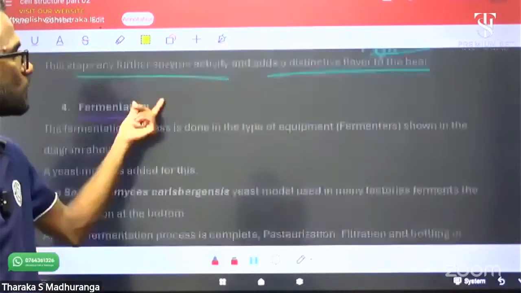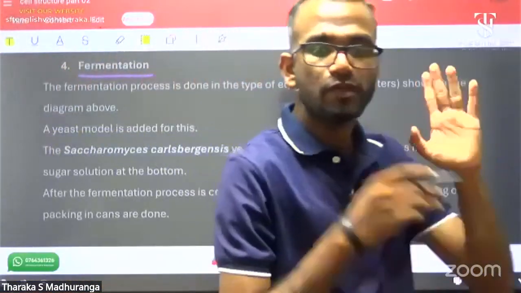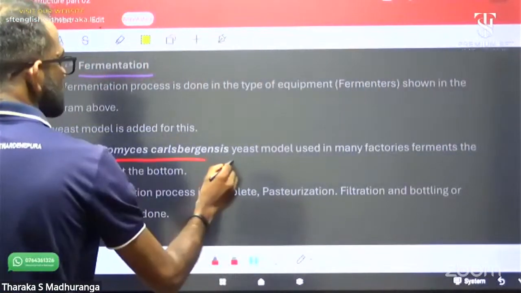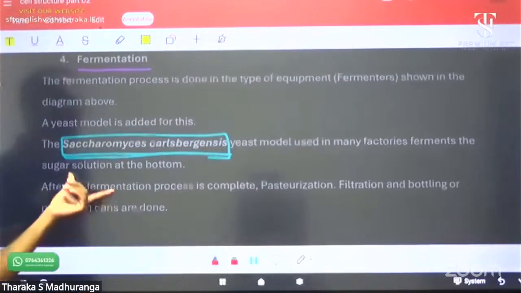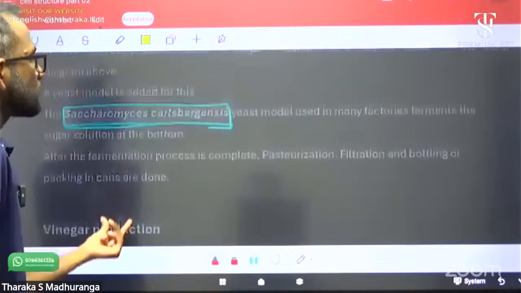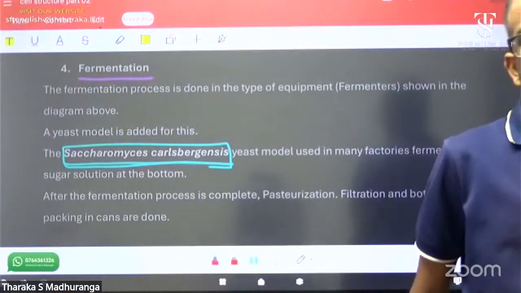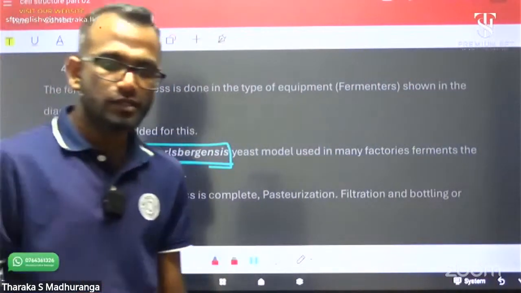Now fermentation. In the fermentation process, we have to introduce a specially cultured microorganism, Saccharomyces cerevisiae, and incubate under controlled conditions. After fermentation is complete, we can fill it into cans and immediately send it to market.